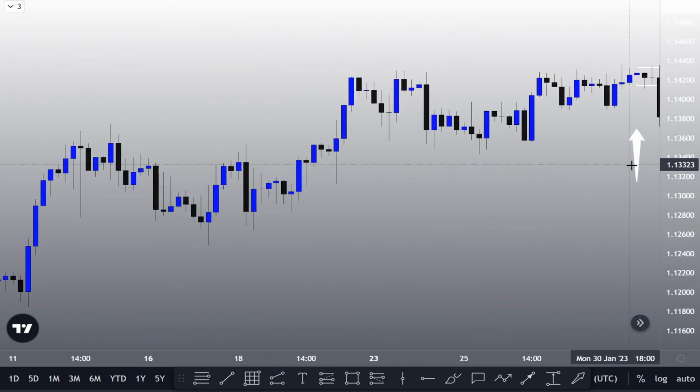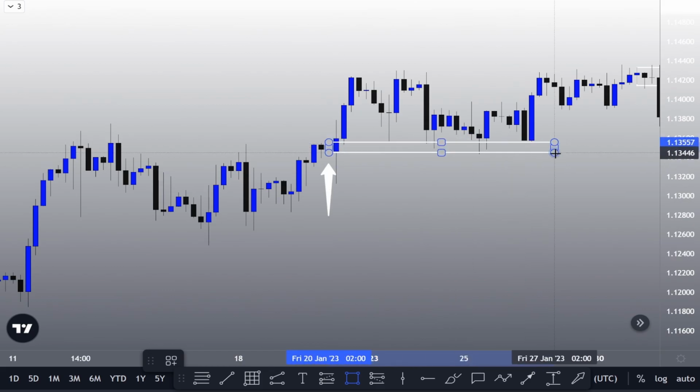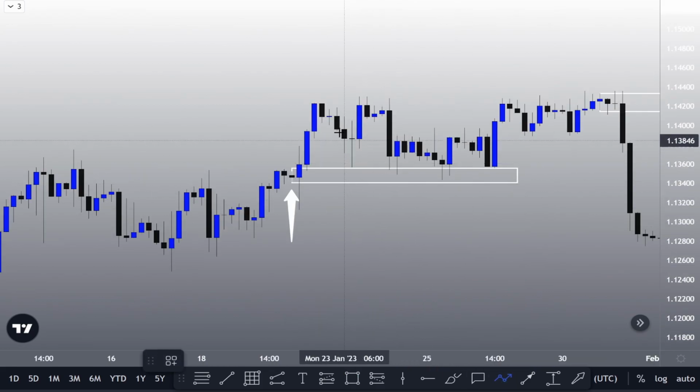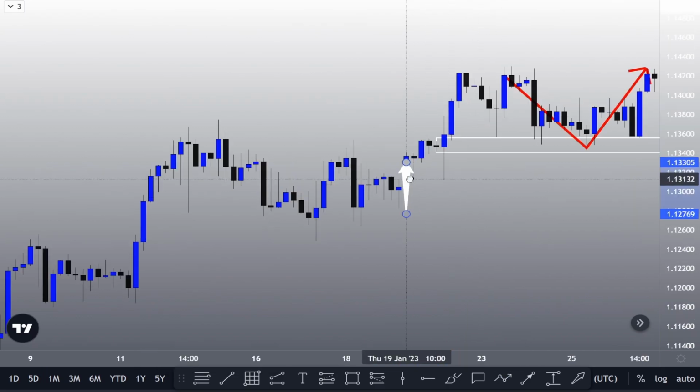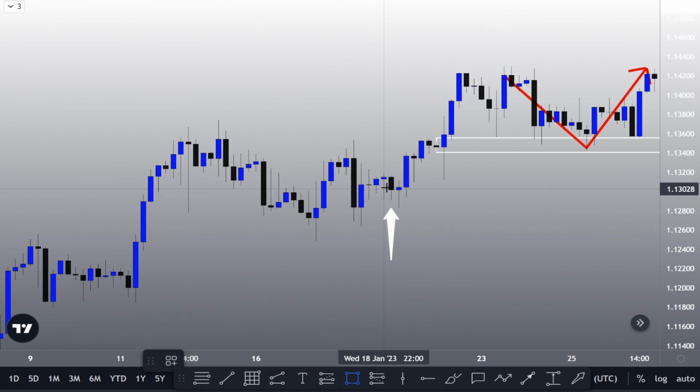Let's look at how we are going to find demand zones. We have a strong move to the upside. We find where the move ended. Blue candle, blue candle, blue candle. First black candle. We've identified it. Now we draw it into the future. So you can see how the price reacted. Came into the zone and then moved up. We have another blue candle, black. So there are different variations to how the zones will look.